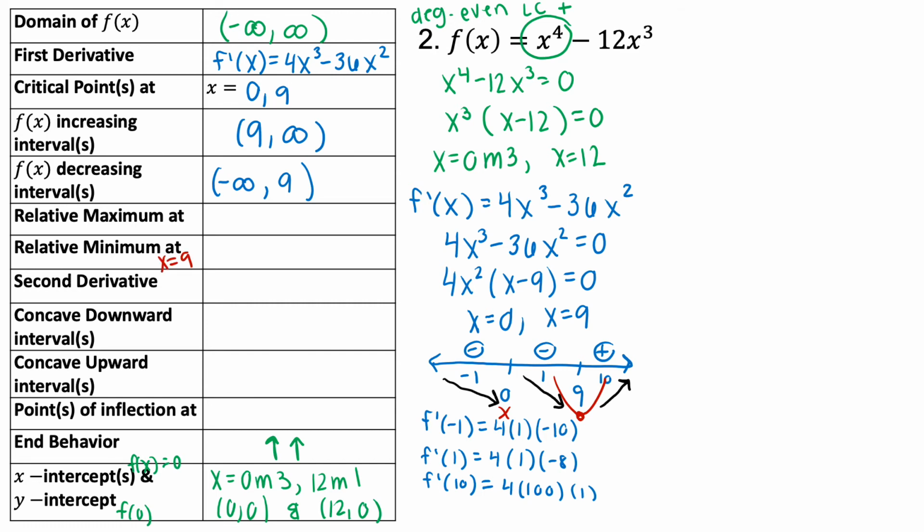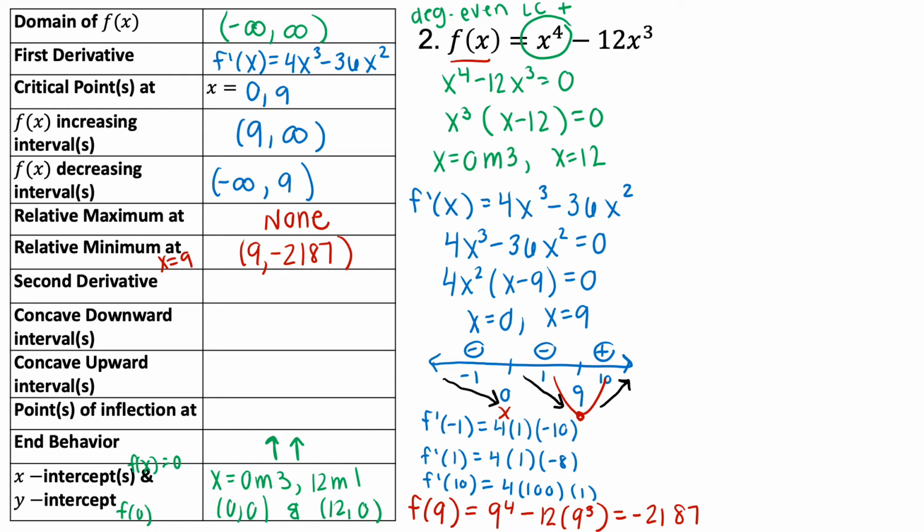And to find that value, we have to plug it into our original function, f of x. So f of 9 would be 9 to the 4th minus 12 times 9 cubed. 9 to the 4th is 6,561 minus 12 times 9 cubed gives us a negative 2,187. So we have a relative minimum at 9, negative 2,187. And because we never switch from increasing to decreasing, we have no relative maximum.